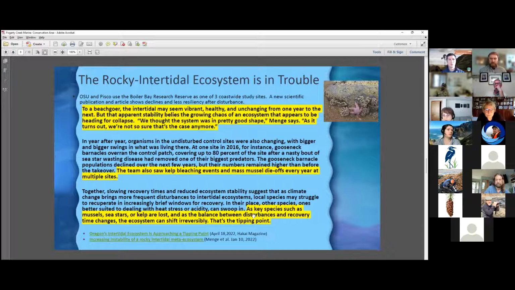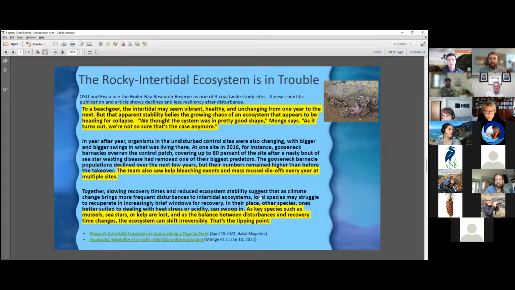And they make the point, and this is in the magazine, it's not his quote, but he talked about this. As key species such as mussels, sea stars, and kelp are lost, and as the balance between disturbances and recovery time changes, the ecosystem can shift irreversibly. That's the tipping point. So speculation that we're on a tipping point is there. In the paper, he calls it instability of rocky intertidal meta ecosystem.